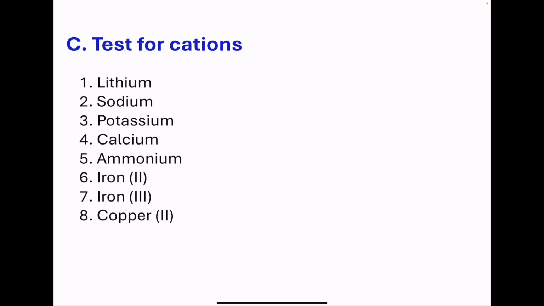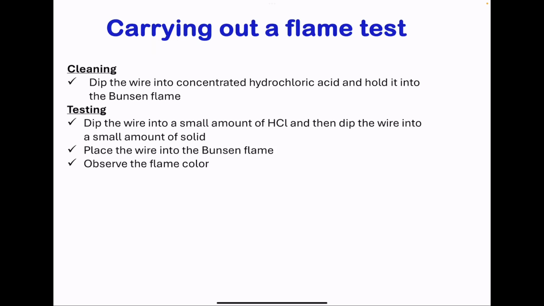Next we go to the cations. We're going to test cations using flame tests, and then we'll also use solubility tests with sodium hydroxide to see the color of the precipitates that are formed. We're going to look at how a flame test can be carried out.